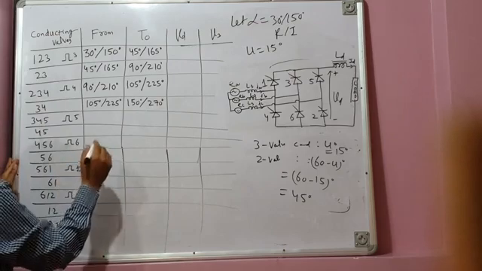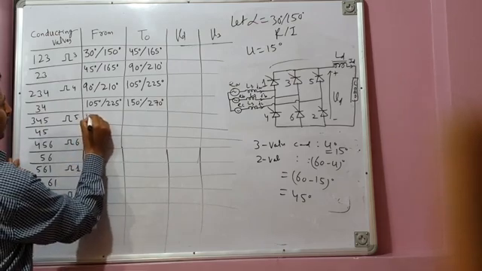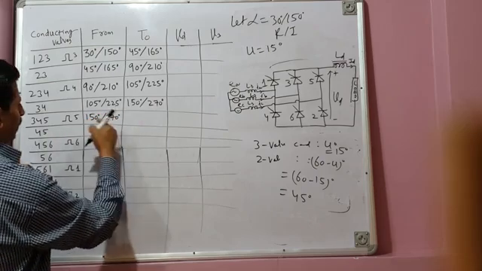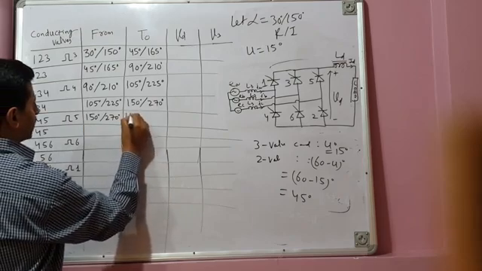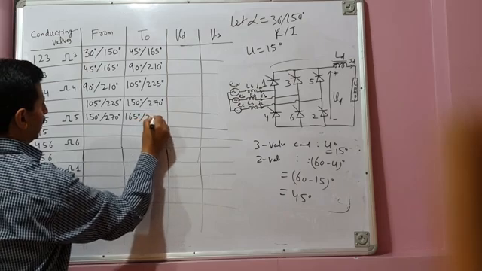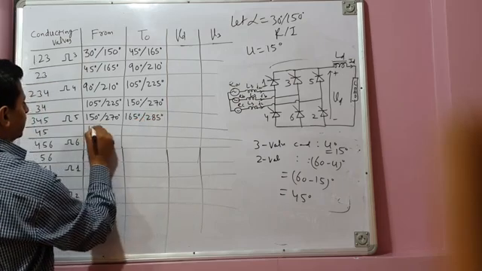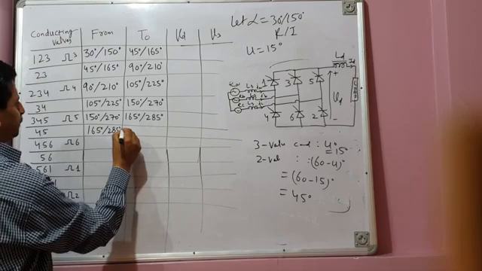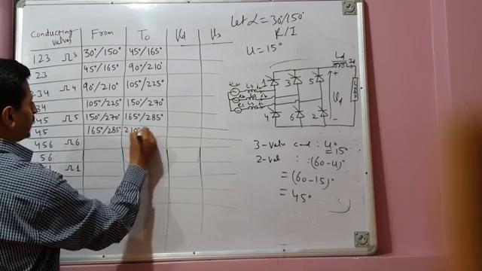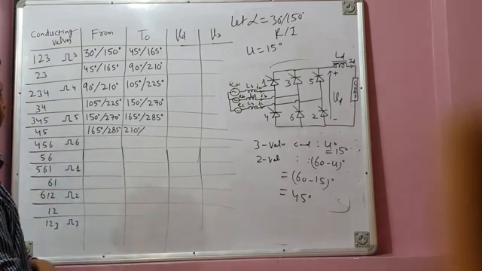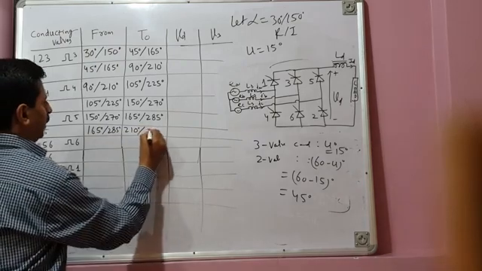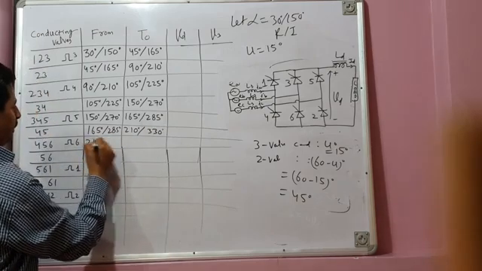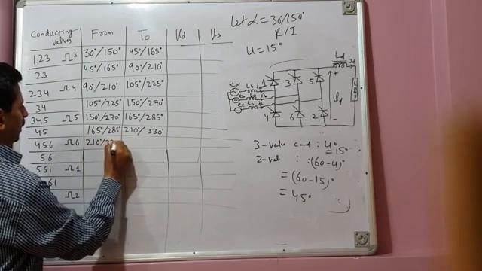Okay, then 150 degrees oblique 270 degrees, to again 15 degrees, 165 degrees oblique 285 degrees. Then 165 degrees oblique 285 degrees, 45 more, 210 degrees. 285 plus 45 is 330 degrees. Then again 3 value conduction, for 15 degrees, 210 oblique 330 degrees.